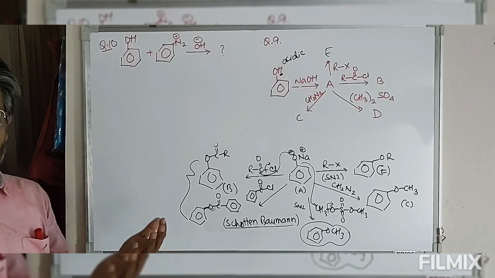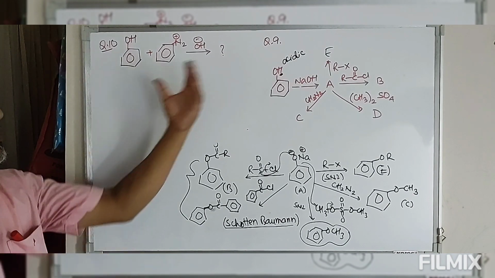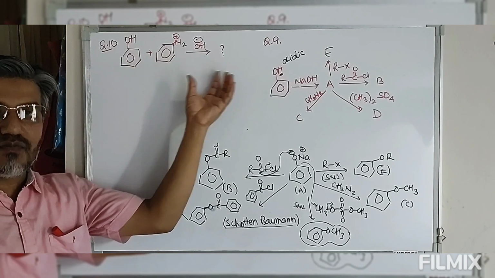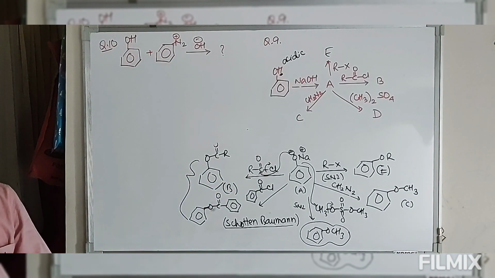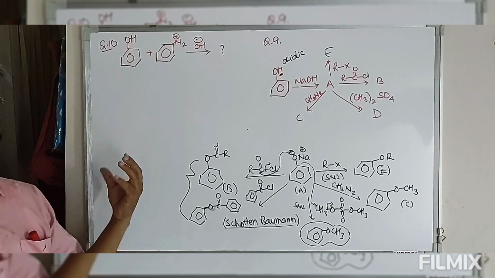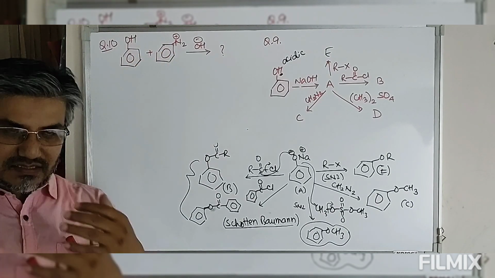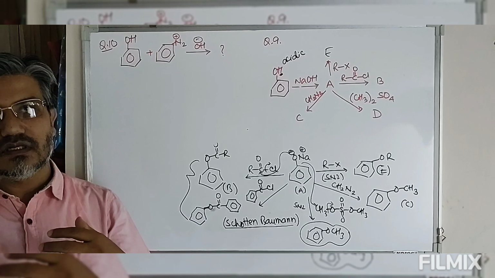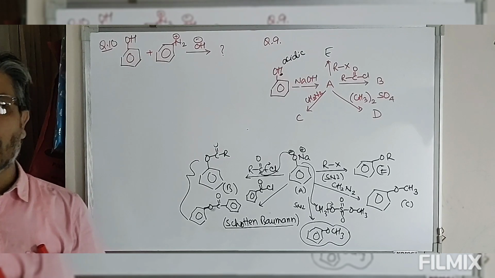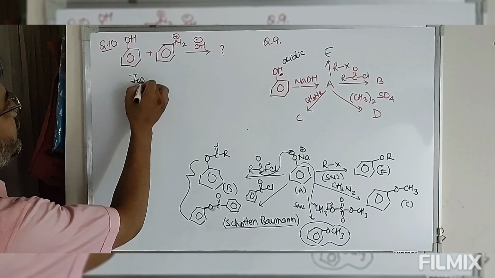Next reaction, next problem. We are starting with phenol. Phenol reacts with benzene diazonium ion to give you some product. So this is a reaction of phenol with benzene diazonium in the presence of an alkaline medium. This reaction is what we call a coupling reaction. This particular reaction of phenols with benzene diazonium ion is used for testing of phenols. If we have to confirm the presence of a phenolic group, then we can use this reaction. So this is the test for phenol.